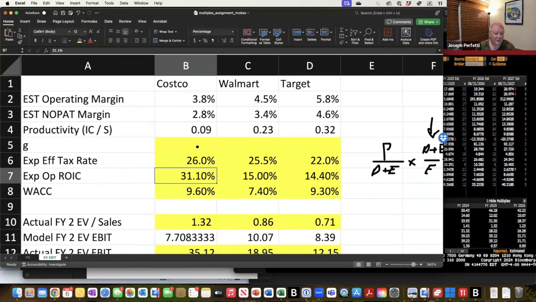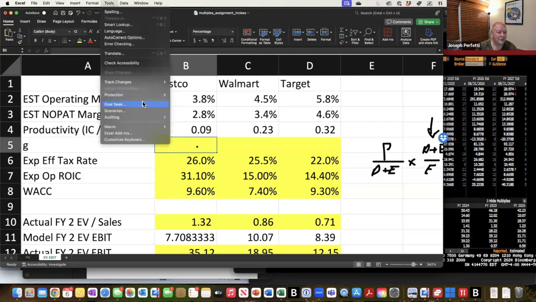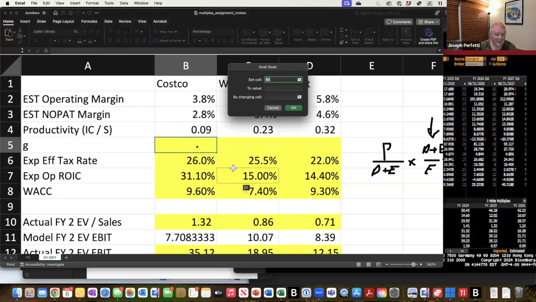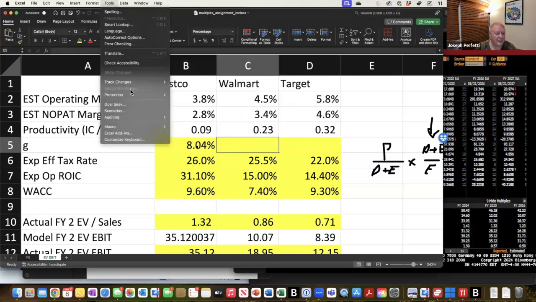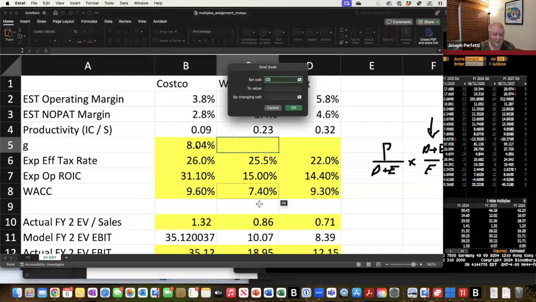So going back here, we goal seek. What is the G for Costco? Tools, goal seek, set cell EV to EBIT, 235.12 by solving for G. For Walmart, goal seek, set cell to 18.95 by solving for G.